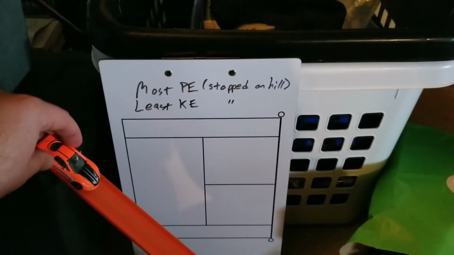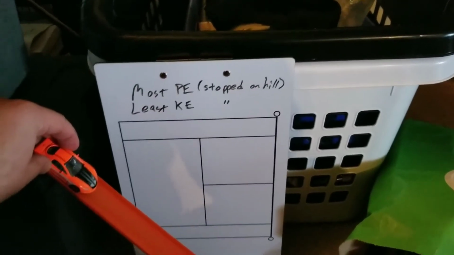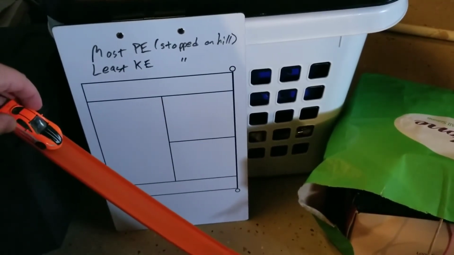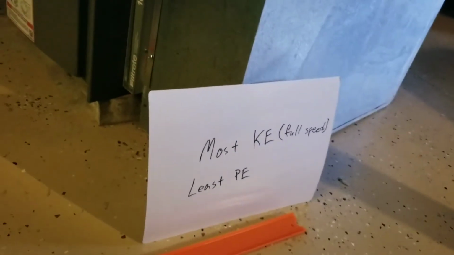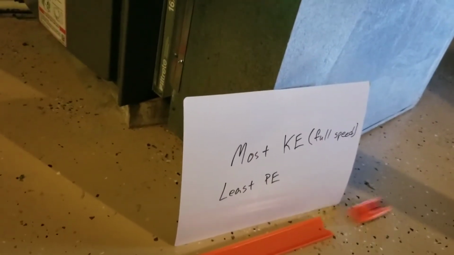Okay, so our car stopped on top of the hill. When I'm holding it in place like this, it's our most potential energy at the top of the hill. We can see, got all that height, and it's at the least kinetic energy because it stopped. It's not moving. Down over here, as it shoots past, which it's about to do, it's going to have the most kinetic energy because it's going full speed, but it's got the least potential energy. It's turned it all into kinetic. So there it goes.